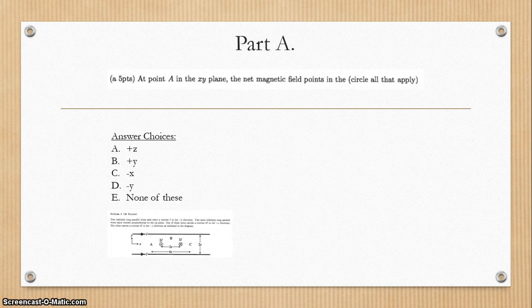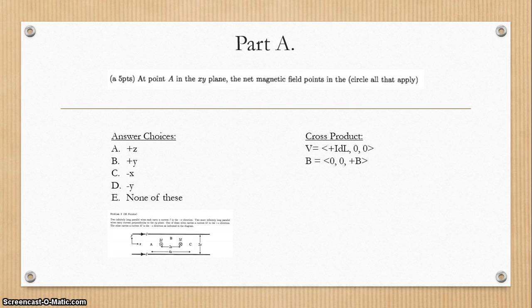In part A, you determine the net magnetic field near location A, or at location A. And so we know that by the Biot-Savart law that at or near location A, this wire coming out in the positive z direction is the dominant field.